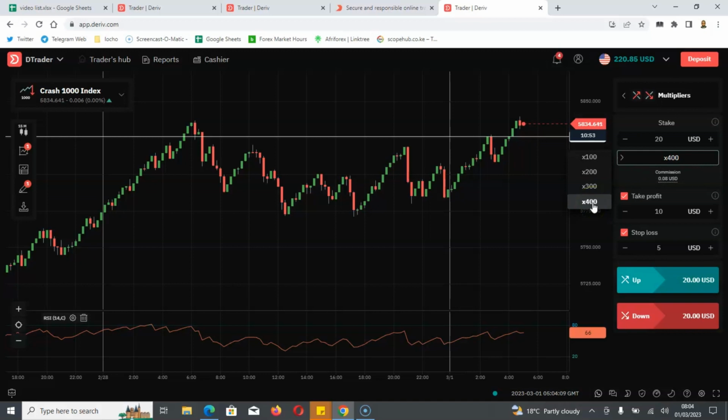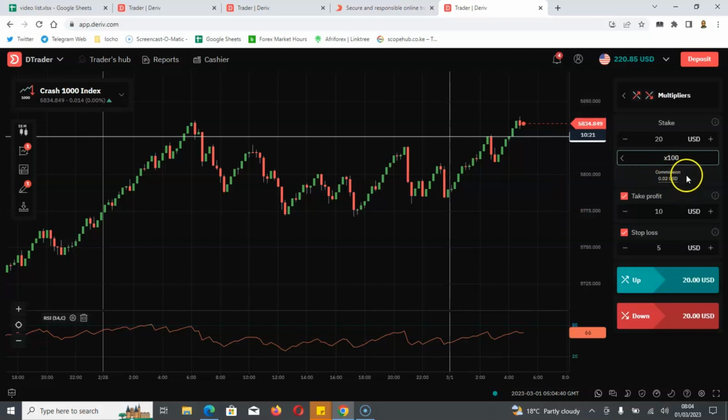And the benefit of this is that when the price increases, it increases 400 times. If it rises by 1%, then the profit you're going to get is 400 times. Okay, if you pick 100, then it means when the price increases by 1%, the profit is going to be 100 times.